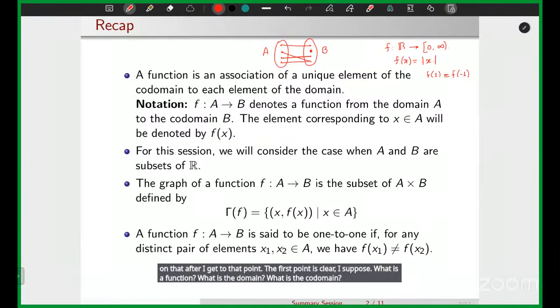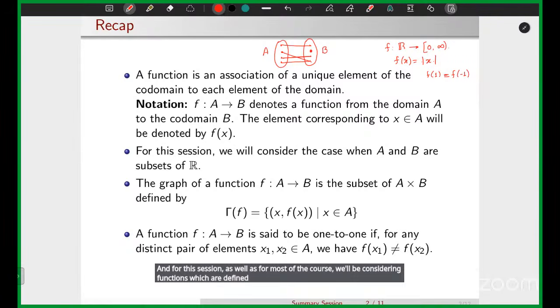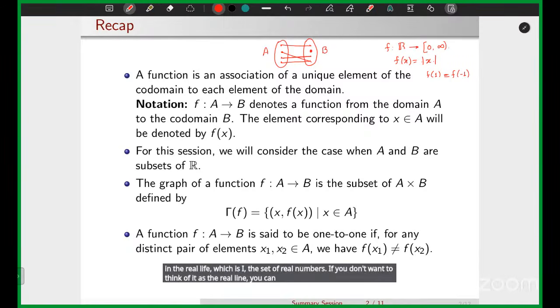And x is mapped to f of x. This is how we will be writing it. For this session, as well as for most of the course, we'll be considering functions which are defined on some subsets of the real line, and their images are also in the real line, which is R, the set of real numbers. If you don't want to think of it as the real line, you can just think of it as the set of all real numbers.